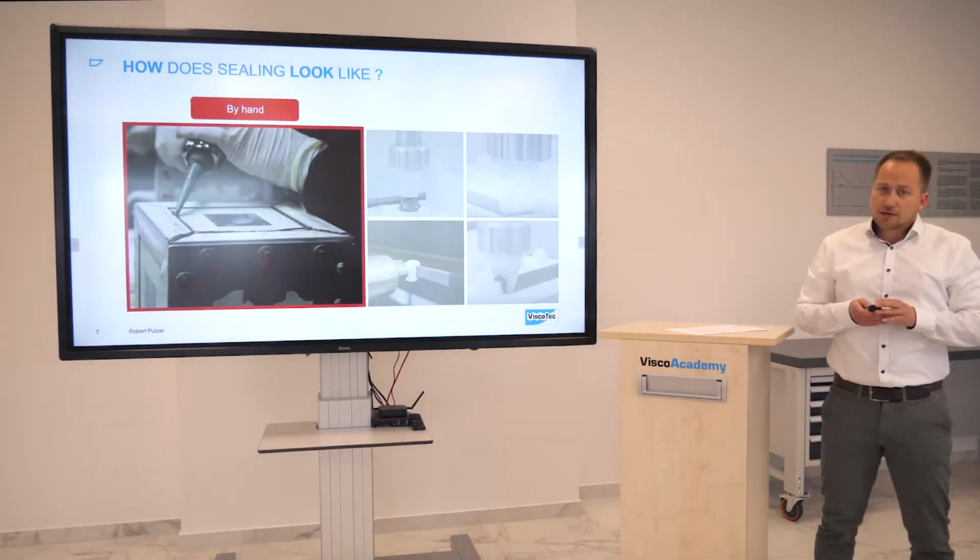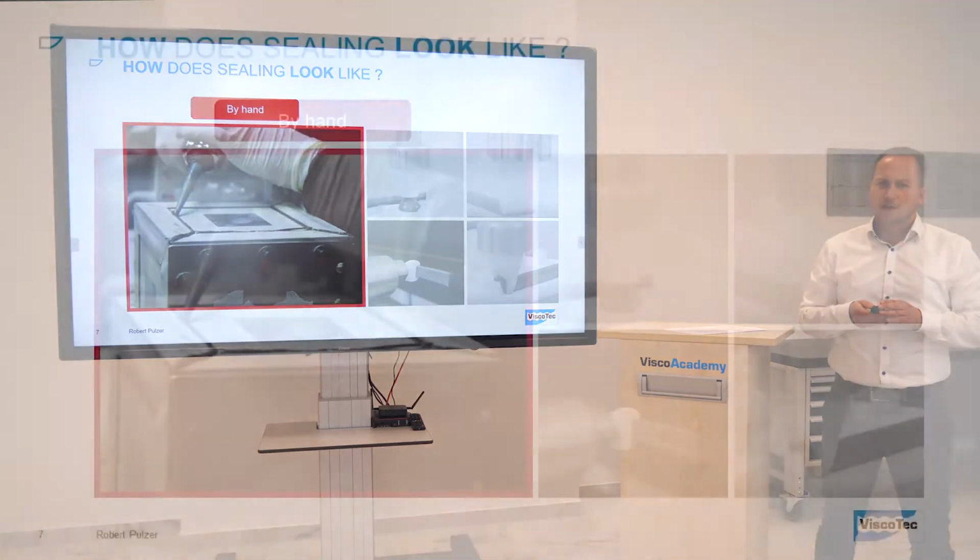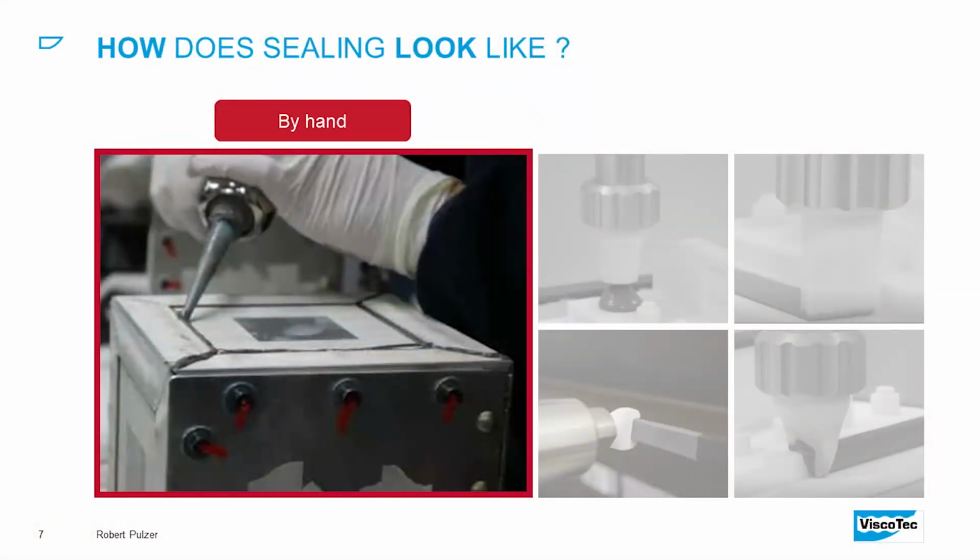So once again, how does sealing look like? When you go out in the industry, take a look, then you see it that mostly made by hand. When you do this by hand, then you have a special process behind. First of all, the worker has to cover all the areas with an adhesive tape, like a painter has to do. Then the worker has to mix the material.